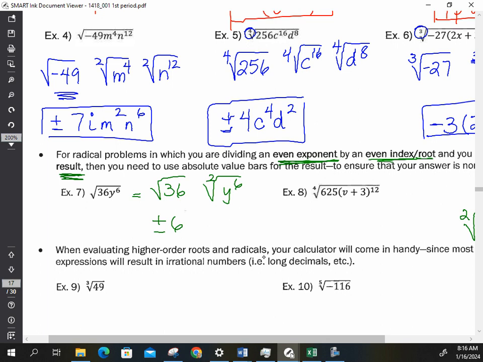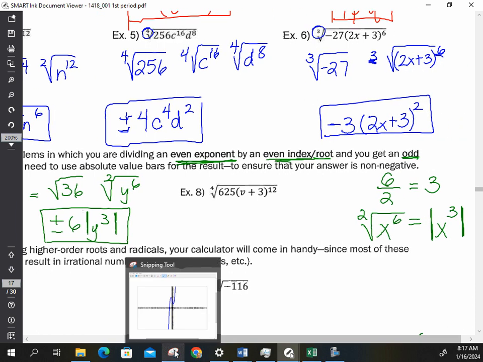2 goes into 6 3 times, so that's y to the 3rd, but then you put the absolute value bars around it. Remember, plus or minus comes in because it's an even index. Absolute value comes in because even exponent, even index, odd result. Not overly difficult, just something you have to keep in mind.